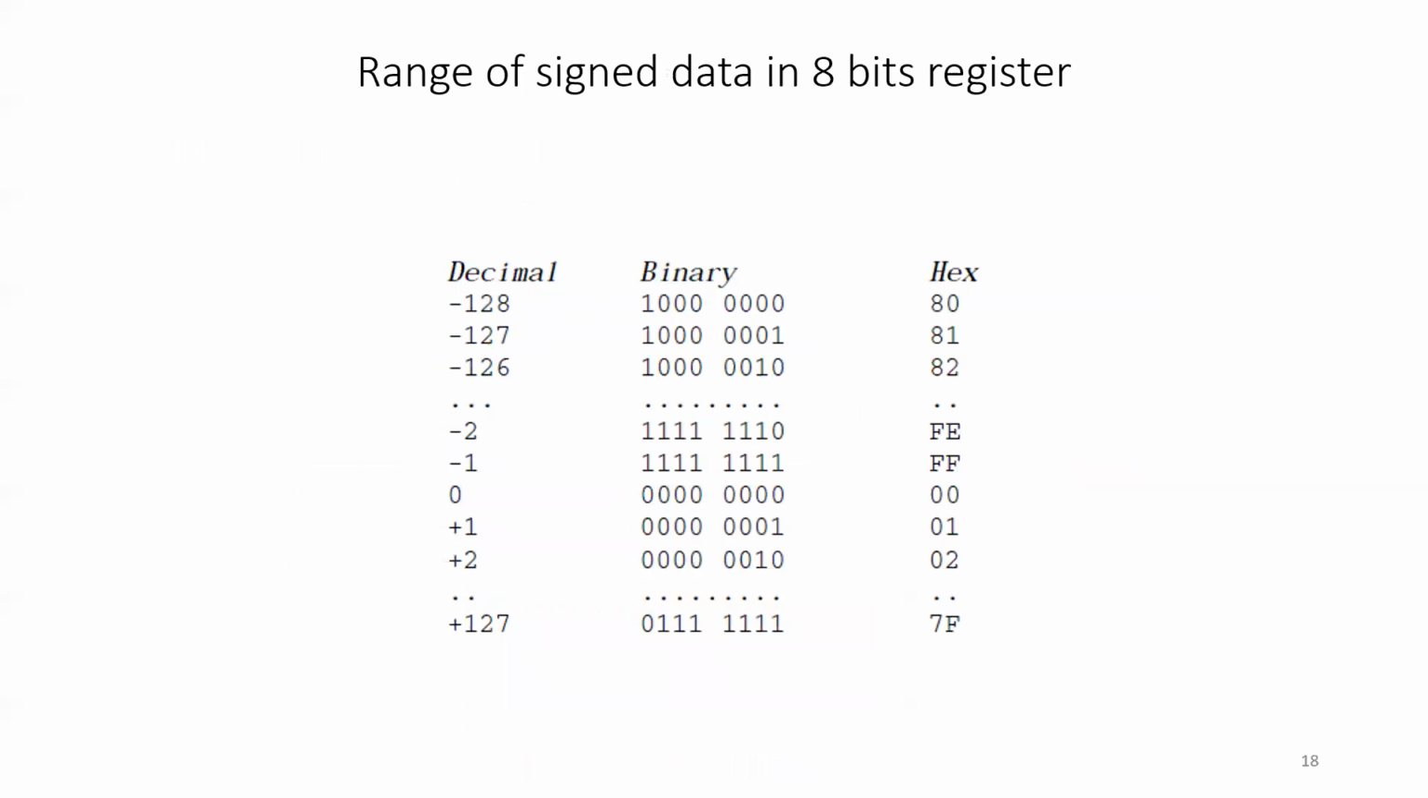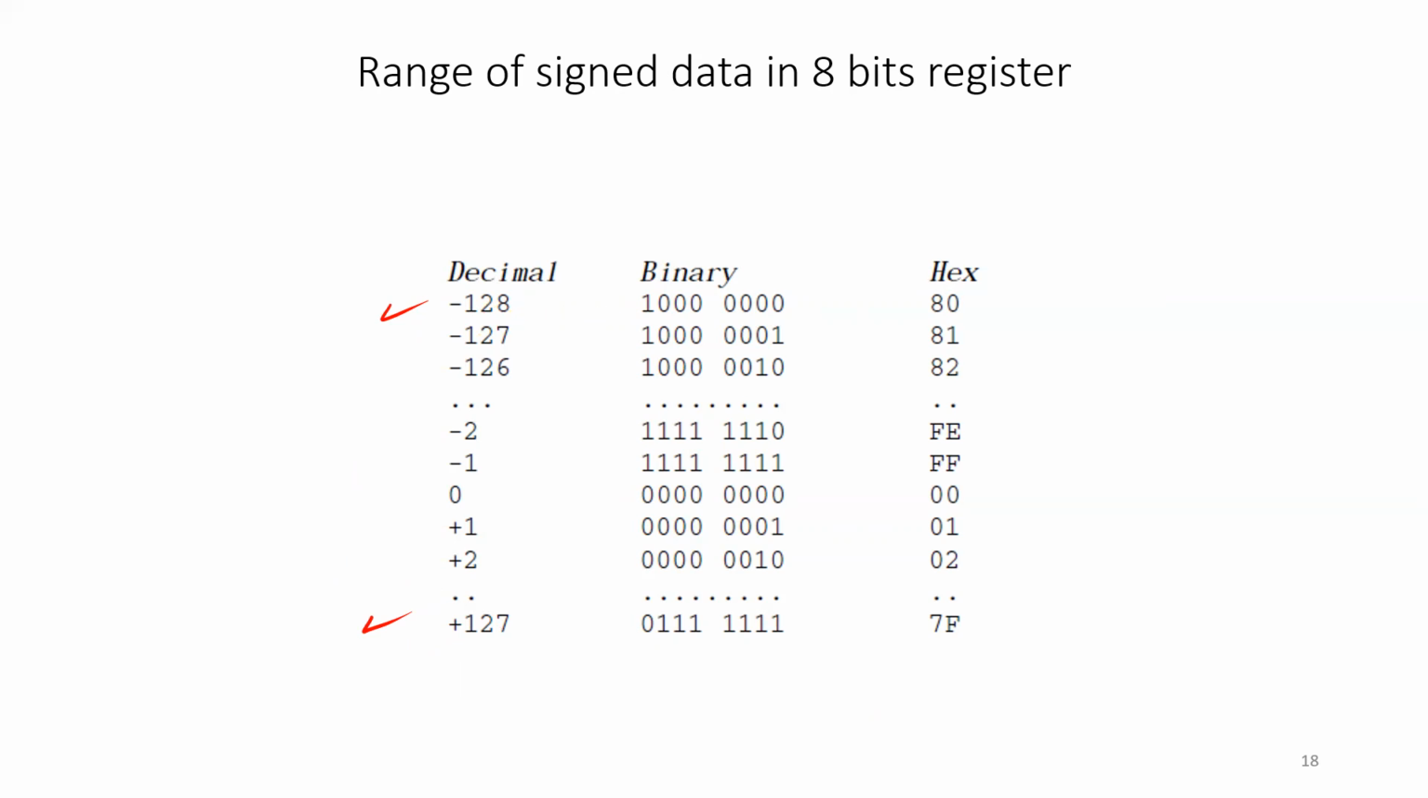So again, the range of data that we can represent in an 8-bit microcontroller varies from the most negative number, which is minus 128, to 127. Sorry, it should be minus 128. So from minus 128 up to plus 127. How? Because we have what's called two's complement. We'll see how the two's complement can represent 128, not 127 only.